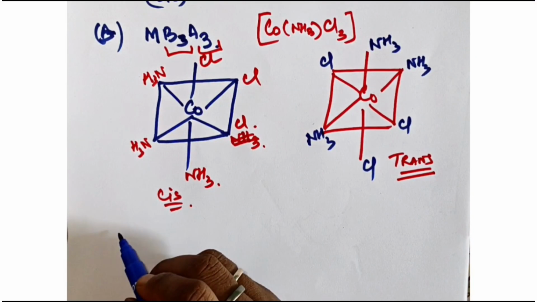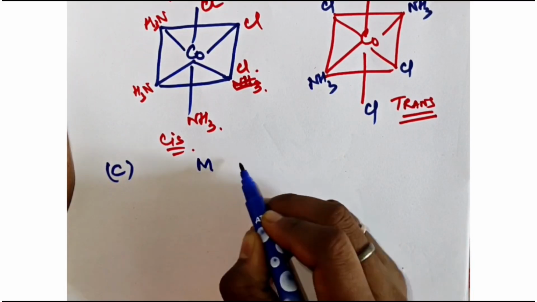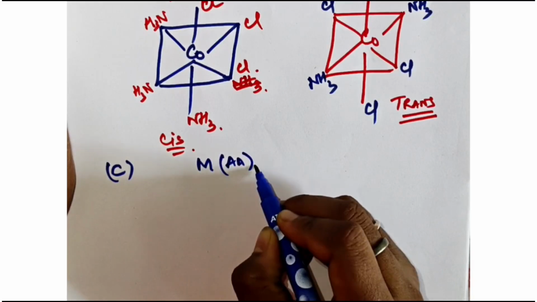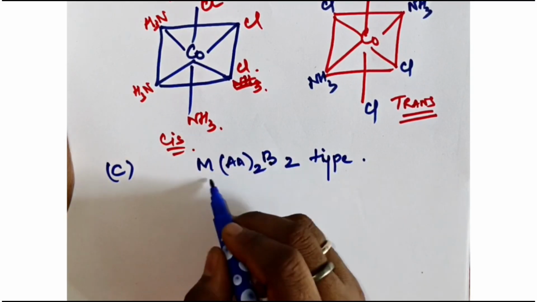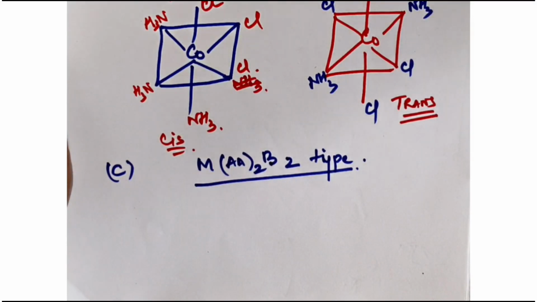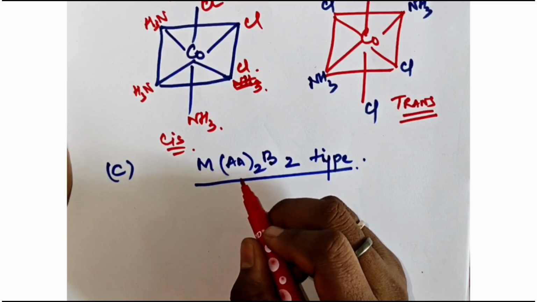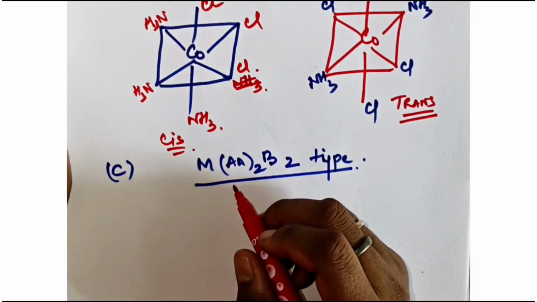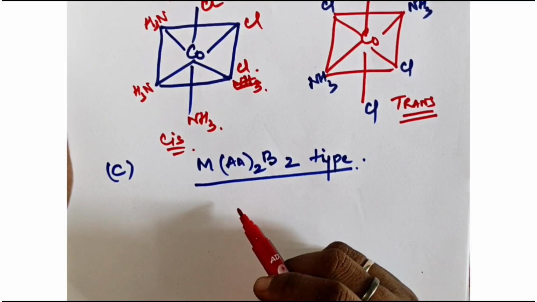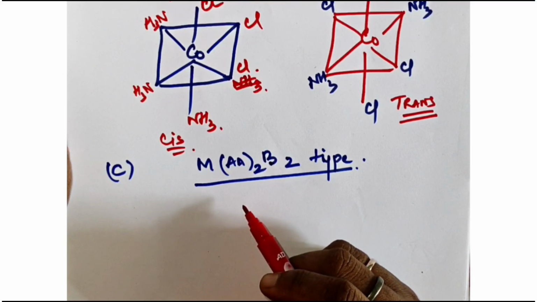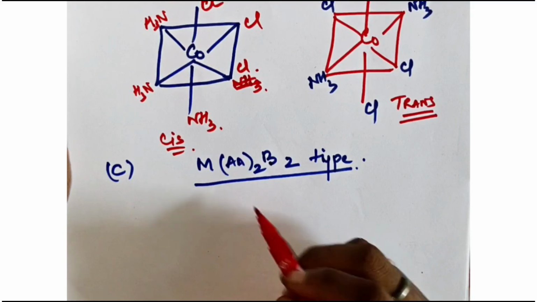Now the last one we have is MAA2B2 type. These types of molecules form complexes only when AA means it has the same ligand. There is chelate formation also. So if you take the example, this type of complex also shows cis and trans isomerism. AA can be symmetrical bidentate. This AA is your symmetrical bidentate ethylene diamine.